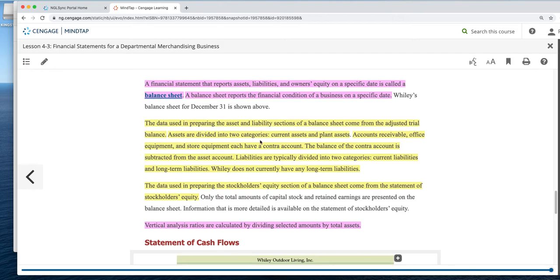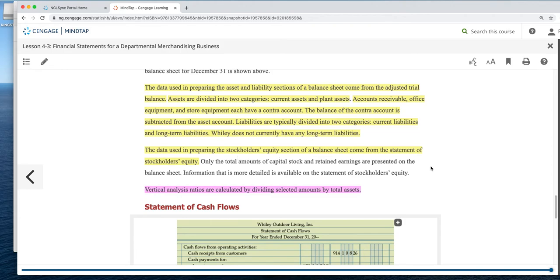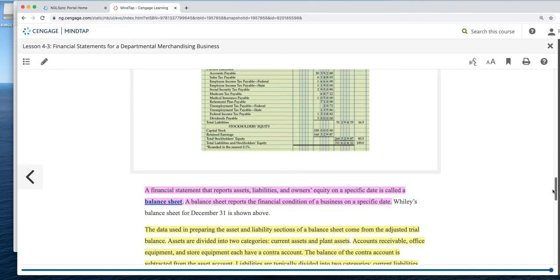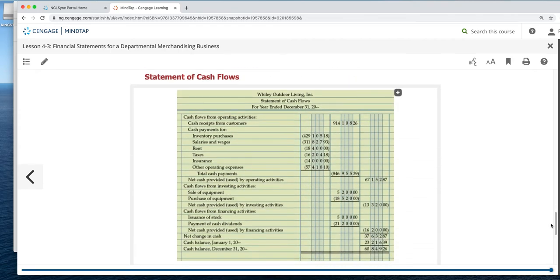I just told you we have two different categories for assets. You're going to have to subtract because accounts receivable has a contra account, the allowance for uncollectible accounts. Office equipment and storeroom equipment both have contra accounts, the accumulated depreciation that we have to subtract. We talked about that. Liabilities are typically divided into two categories. We don't have long term, so we just have all those payables. We get information from stockholders' equity, everything we showed, and then we divide by total assets. So I kind of explained that, but you can read through that if you want.